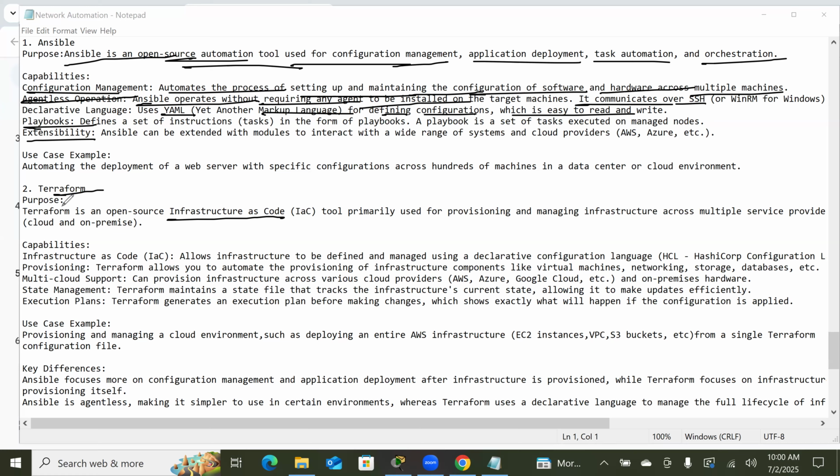What is Terraform? Terraform is also an open source infrastructure as code tool primarily used for what? Provisioning and managing infrastructure across multiple services, for cloud and on-premises also. It will help us combine both, the cloud infrastructure and the on-premises infrastructure. But when it comes to Ansible, it will either go for cloud or else for on-premises infrastructure.